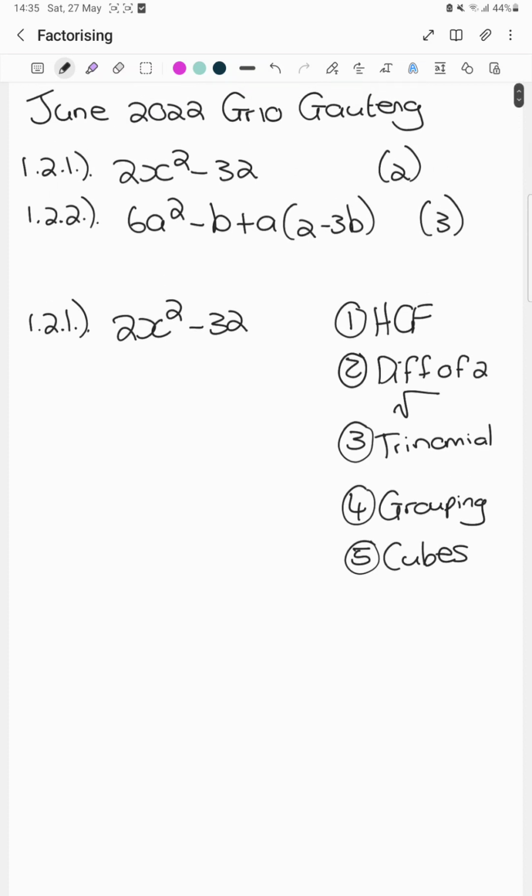Immediately we can start eliminating what we know it will not be. We know that this is not a trinomial because there are not 3 terms. We know it's not grouping because once again there are not 4 terms. And we also know that it's not cubes because there's no cube. Then we always start with our first method, which is HCF. So let's quickly check, is there a common factor?